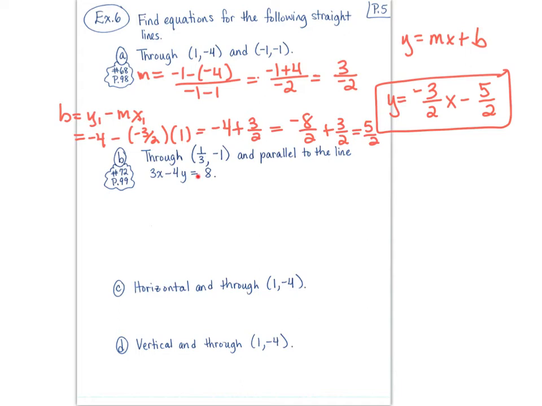Okay. Part B. Part B, find the equation for the line going through 1/3, -1 and is parallel to the line 3x minus 4y equals 8. What did you get for this one? Talk loud. I changed my mind. You changed your mind? Yeah. Okay. Any other takers?